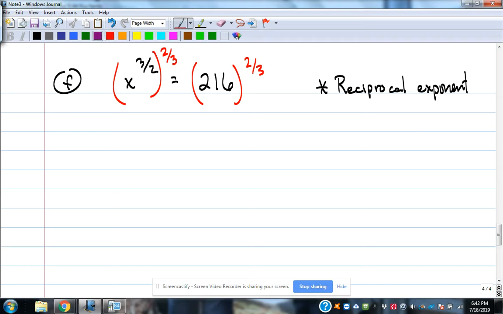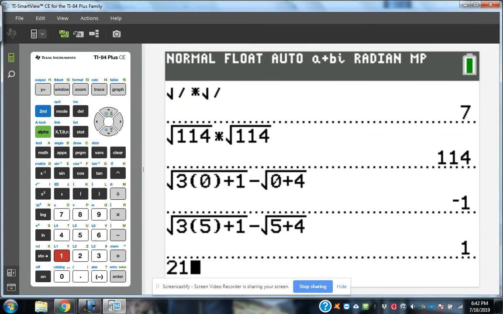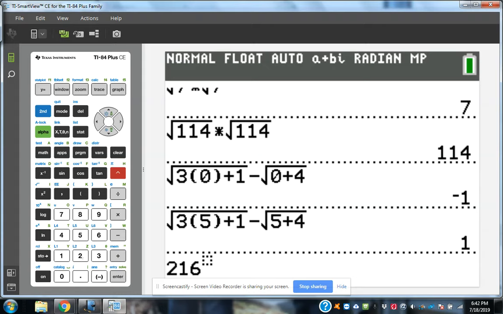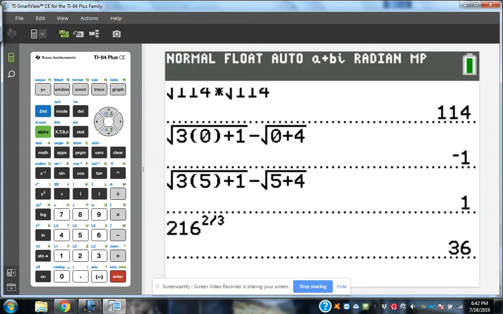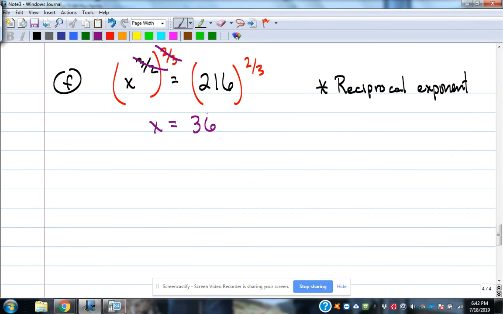And then on the left-hand side, because we use the reciprocal, they cancel each other out. And there's x. And then on the right-hand side, I get 216 to the 2/3 power. And I can try that on the calculator and see if it works. And if it does, great. If it doesn't, then I know I've got to do the factor tree thing. Okay, so I'm going to try it with the calculator. 216 raised to the 2/3 power. Okay, and it is 36. It works out nice on this one. That's nice.